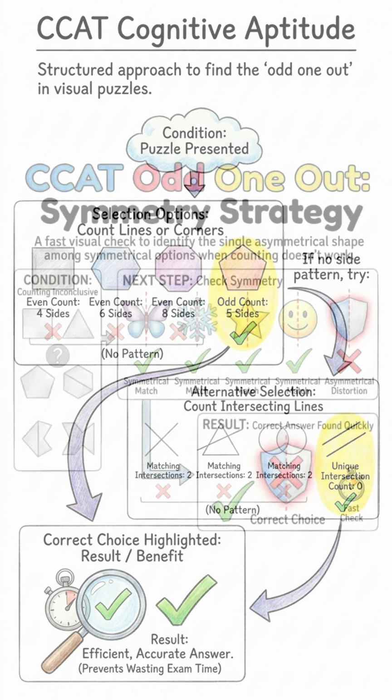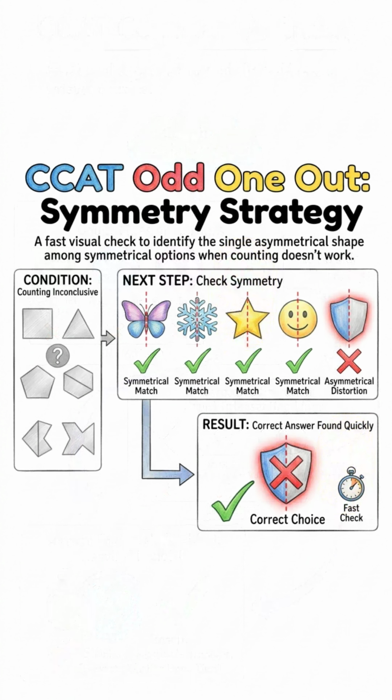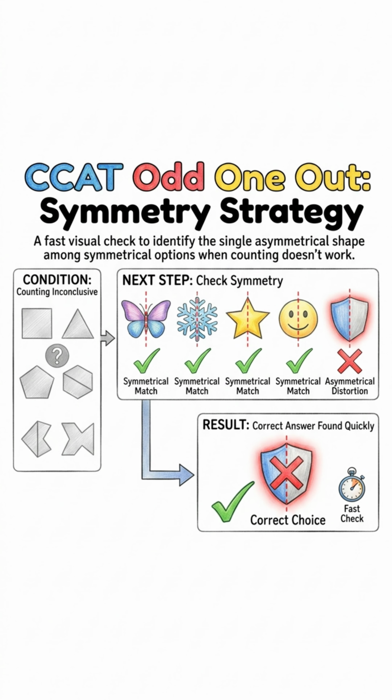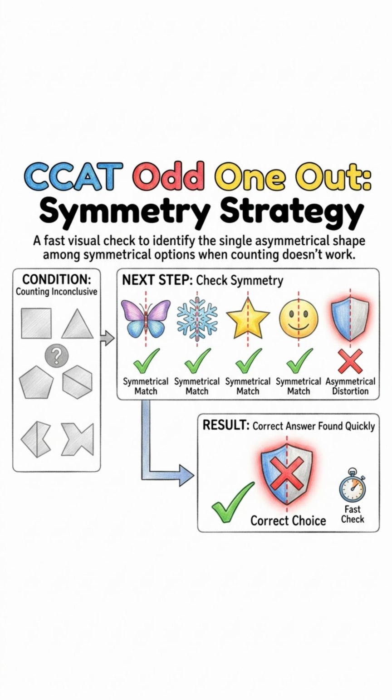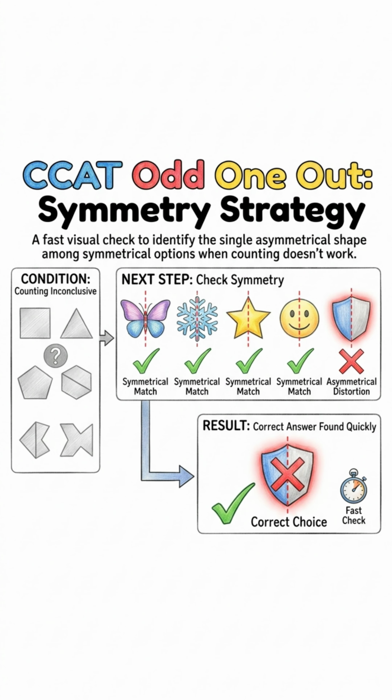If numerical counting fails to reveal the odd one out, your next immediate check should be symmetry. Mentally draw a line down the exact center of each shape to see if the left side perfectly mirrors the right side. The CCAT frequently builds odd one out questions where 4 shapes are perfectly symmetrical, while the 5th shape has a slight, deliberate distortion. Symmetry is a very fast visual check that you can perform in seconds, making it an excellent fallback strategy when standard line counting does not provide a clear answer.